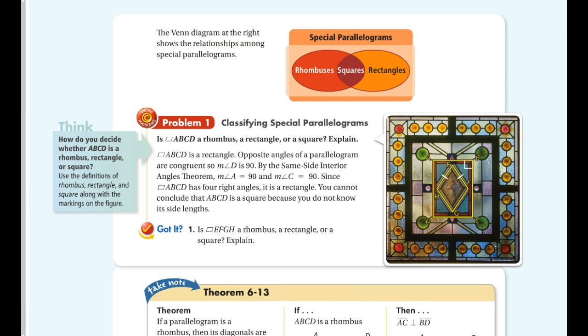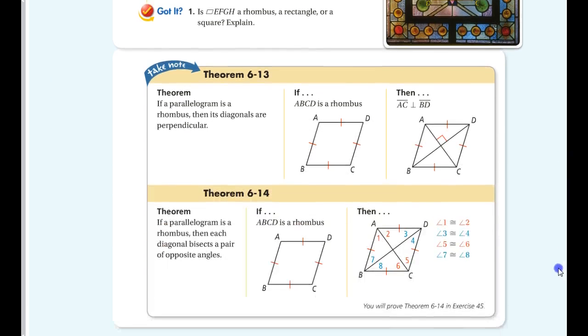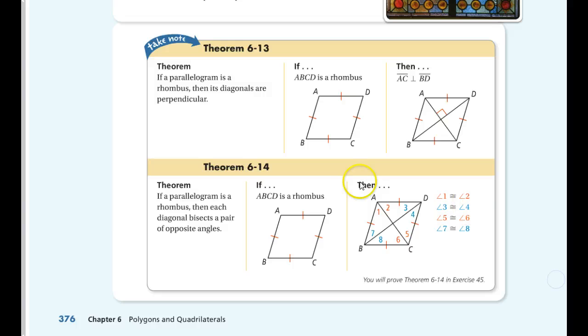Okay, so let's move on down and talk about some of the other theorems in this lesson. If a parallelogram is a rhombus, then its diagonals are perpendicular. So if you've already shown that all four sides of a parallelogram are congruent, then you can also conclude that its diagonals are perpendicular. In other words, line AC and line BD form right angles when they intersect.